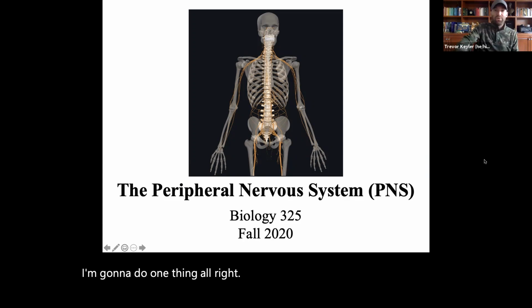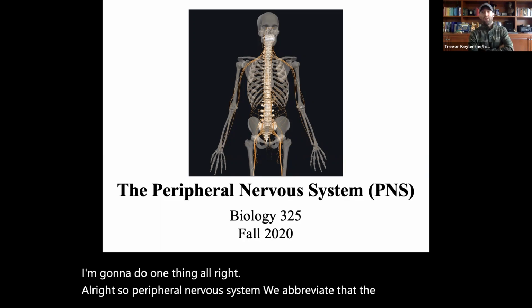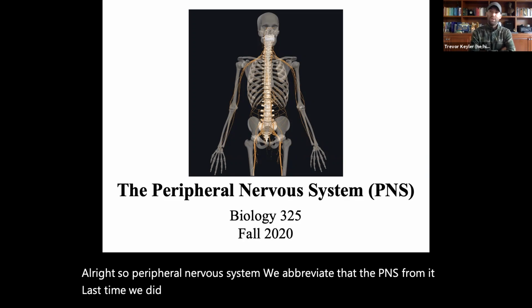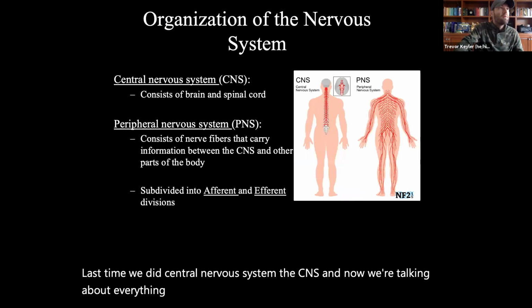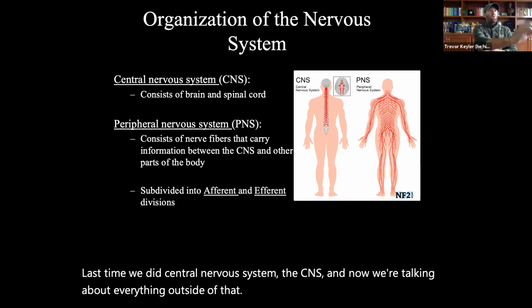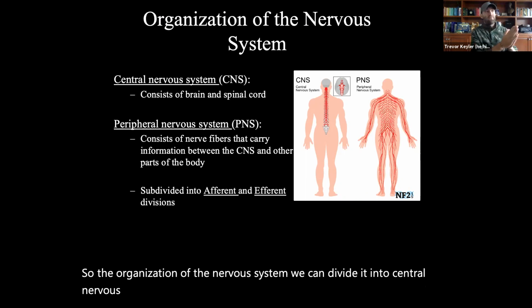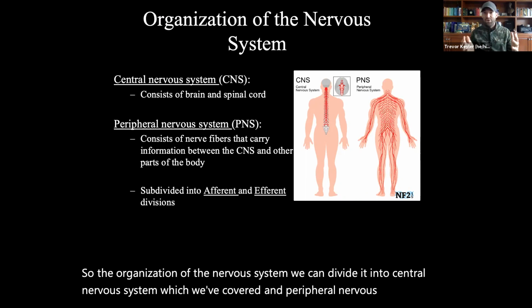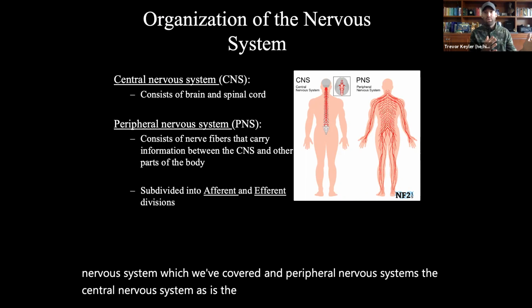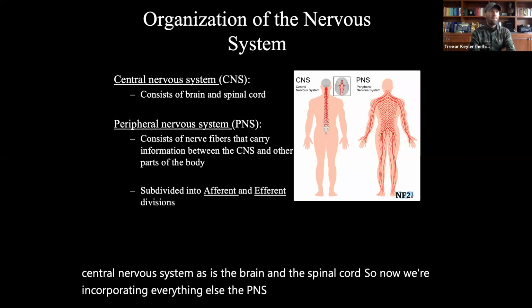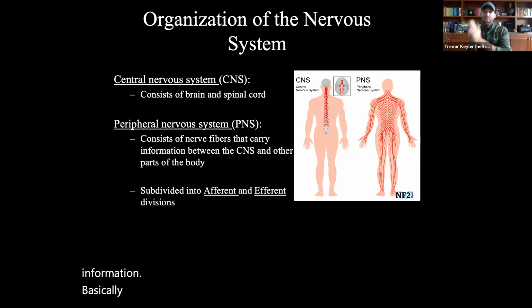All right, so the peripheral nervous system, we abbreviate that as the PNS. From last time we did the central nervous system, the CNS. So now we're talking about everything outside of that. We can divide the organization of the nervous system into the central nervous system, which we've covered, and the peripheral nervous system. The central nervous system, as you know, is the brain and the spinal cord. So now we're incorporating everything else. The PNS consists of nerve fibers that carry information to the CNS and away from the CNS.